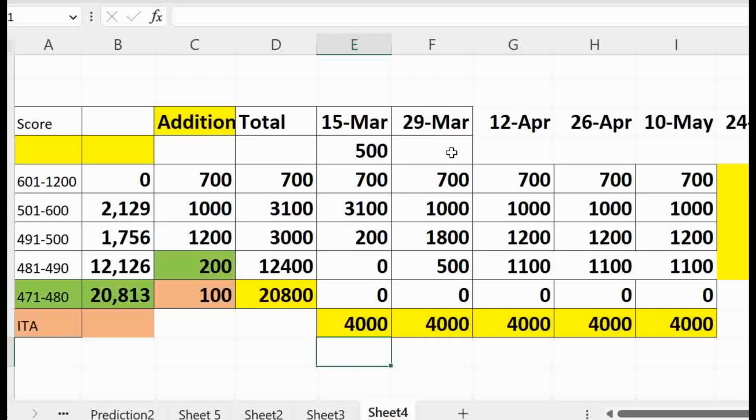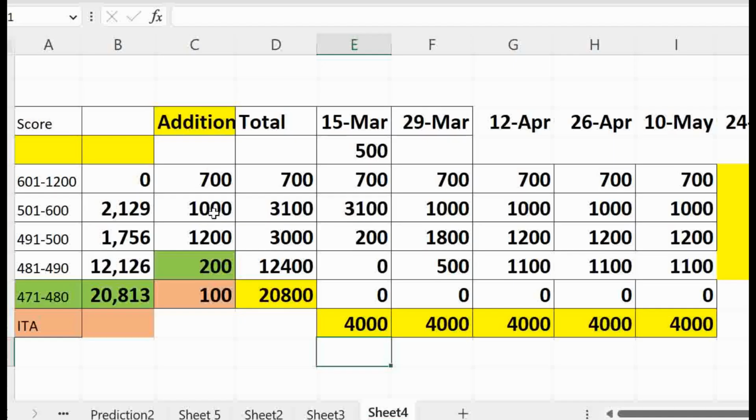Now the next draw should fall on 29th of March, and we will keep the draw size at 4000 again. If it is 4000, then 700, if 700 are added, we are keeping the additions uniform. Because it is a rough calculation, we will keep the additions uniform throughout our calculation. So 700 from this, and we were having 3100 total in this category, so all were picked up in this draw. So there was no candidate left.